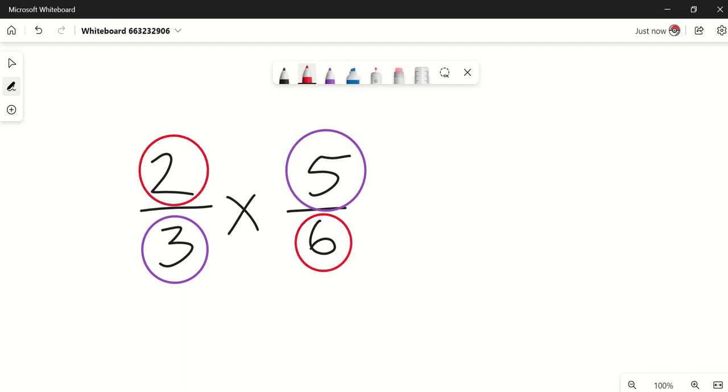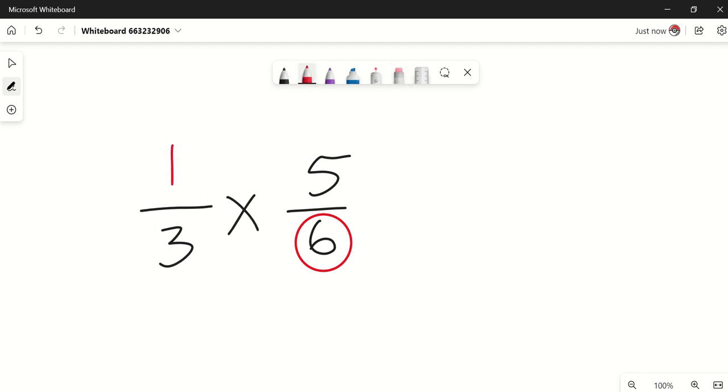5 and 3 have nothing in common, no common factors, so I'm going to go ahead and erase the bubble. But 2 and 6 do have common factors. 2 can go into both 2 and 6. So I'm going to divide both of these numbers by 2. When I divide 2 by 2, it becomes 1. When I divide 6 by 2, it becomes 3. I have simplified before I have multiplied. That is called cross simplification.